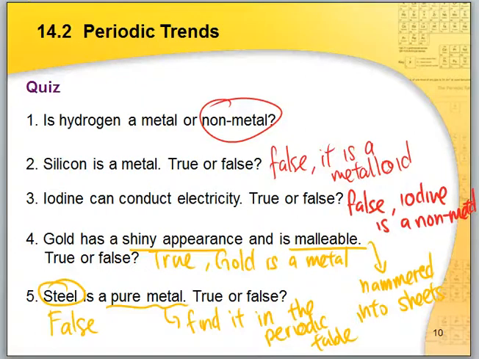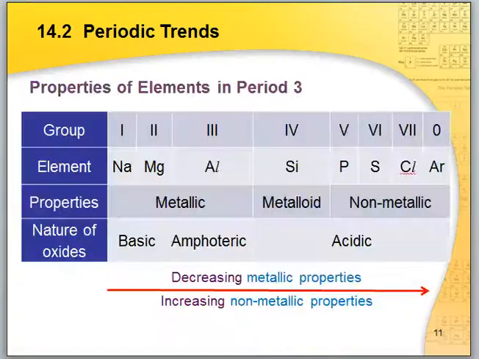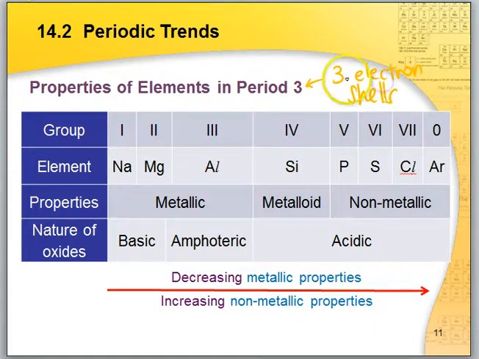Now let's look at some of the trends. Let's look at the properties of elements in period 3. All of them have how many electron shells? All of them have 3 filled electron shells, or 3 electron shells with electrons.